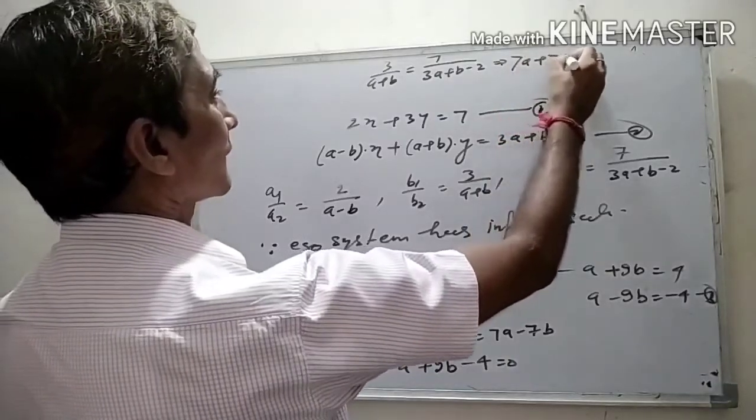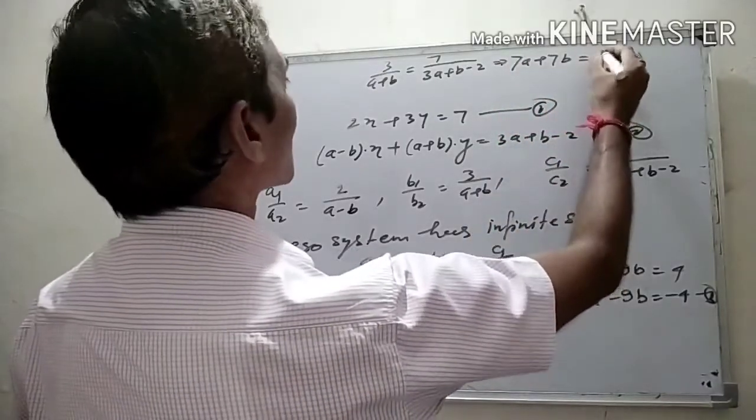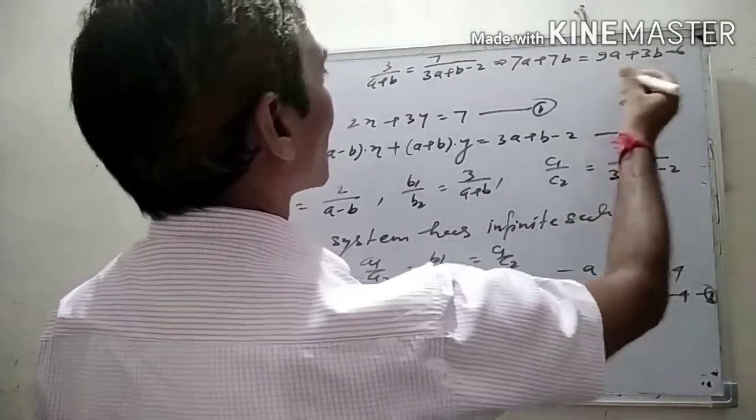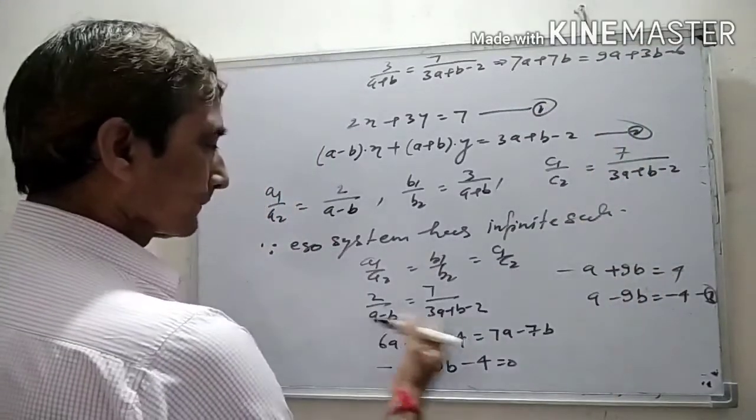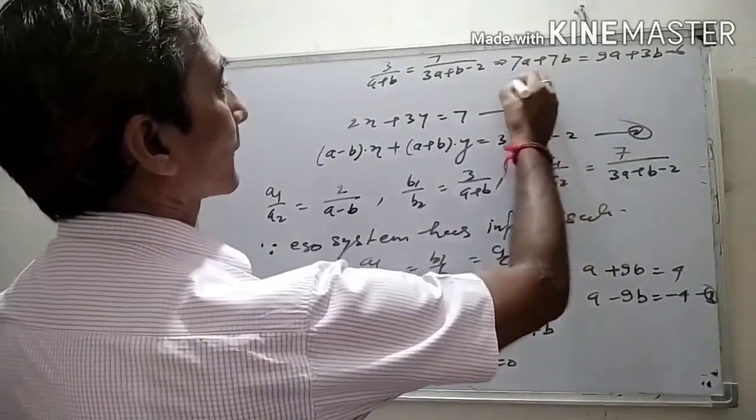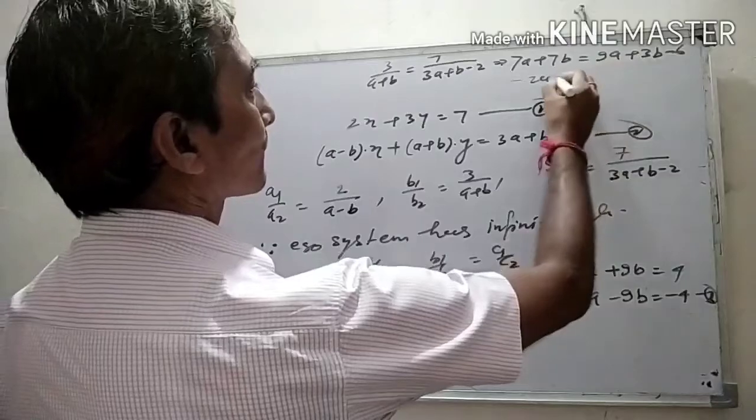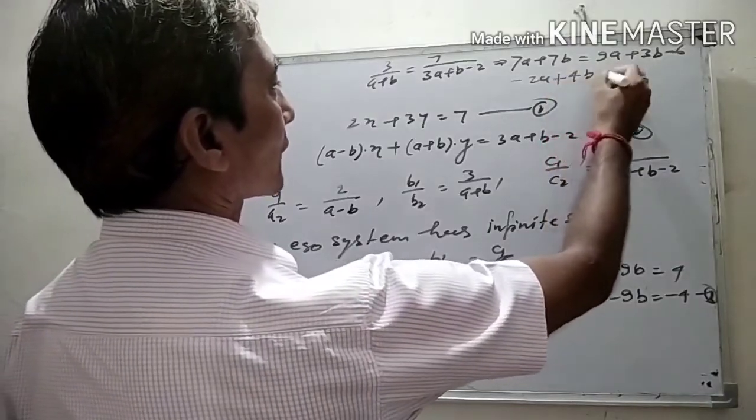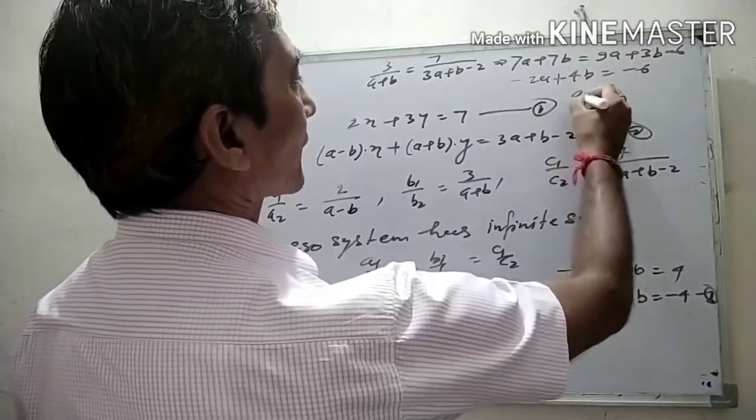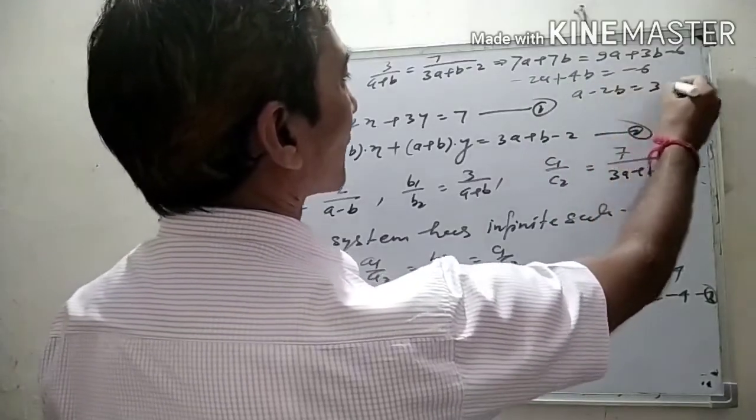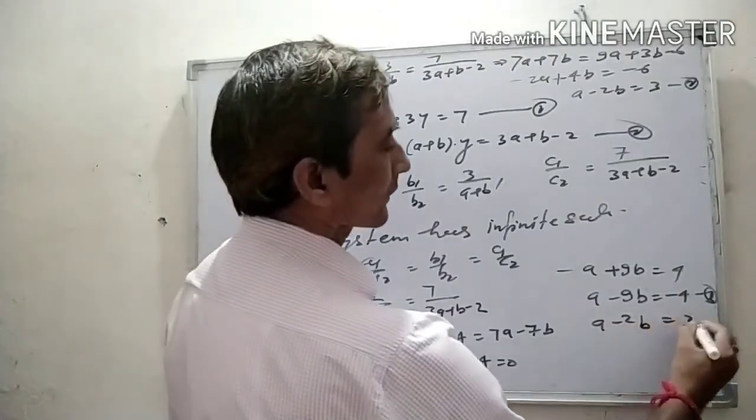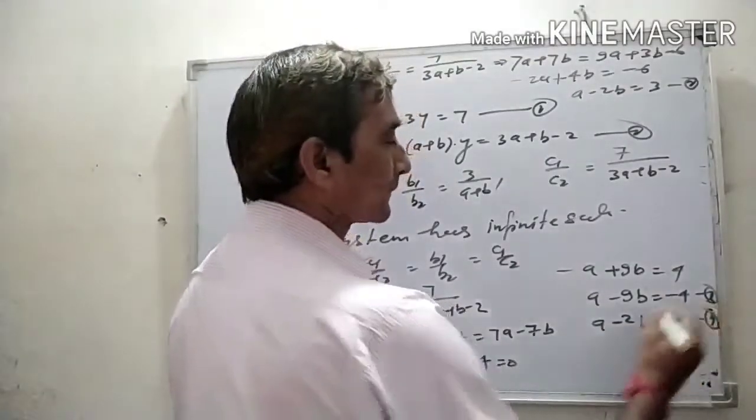7a plus 7b equal to 9a plus 3b minus 6, by cross multiply, minus 2a plus 4b equal to minus 6, and dividing by minus 2, then a minus 2b equal to 3. Now the second equation, a minus 2b equal to 3, is the fourth equation.